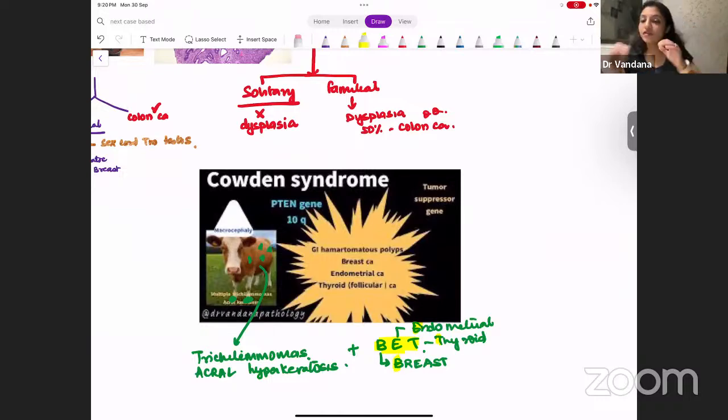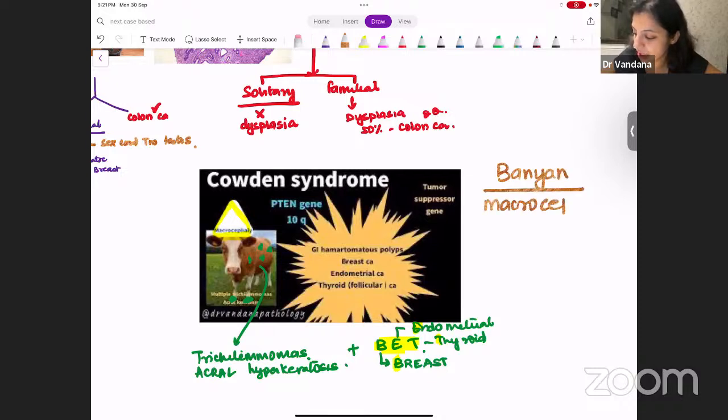Now, very few patients of Cowden syndrome also have a big head. A cow can have a big head, isn't it? So they can have macrocephaly. But macrocephaly is a predominant feature of Bannayan syndrome. Bannayan syndrome, what are the two important features? They have macrocephaly, the head is very big, and they have penile macules. They have some pigmented freckles or pigmented macules on the penis. That is another feature of Bannayan-Riley-Ruvalcaba syndrome, BRR syndrome.